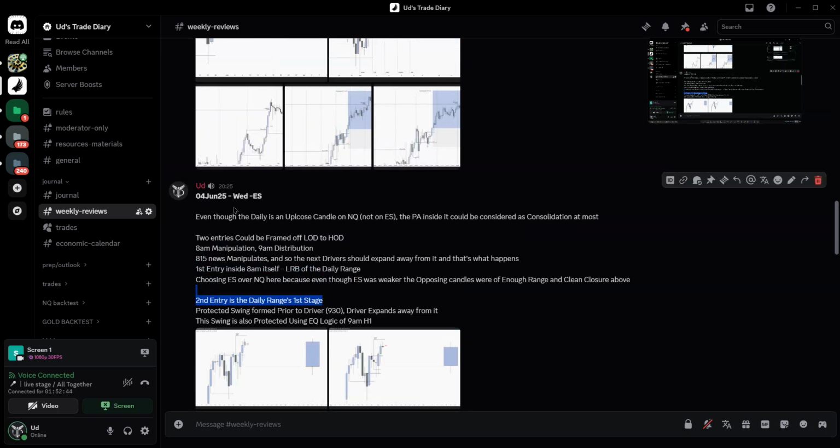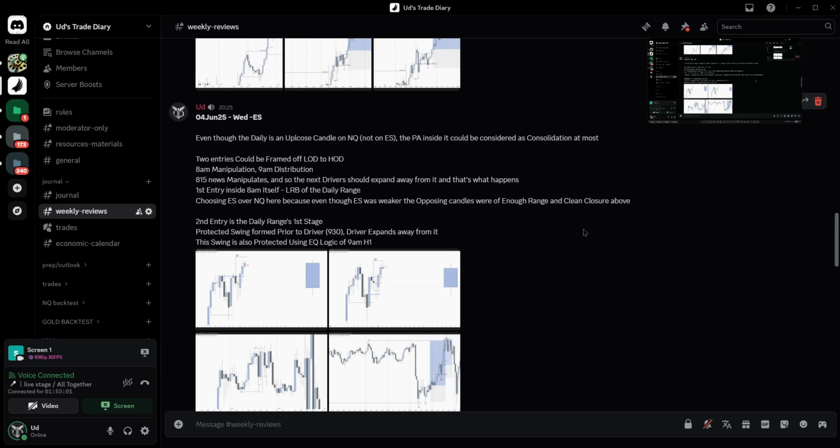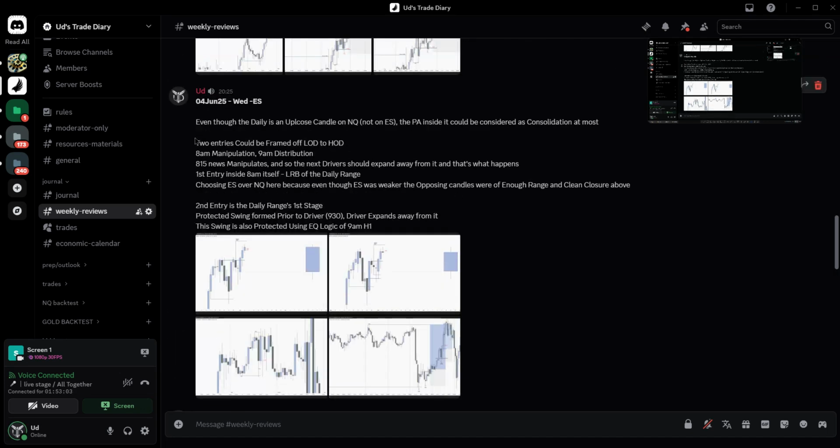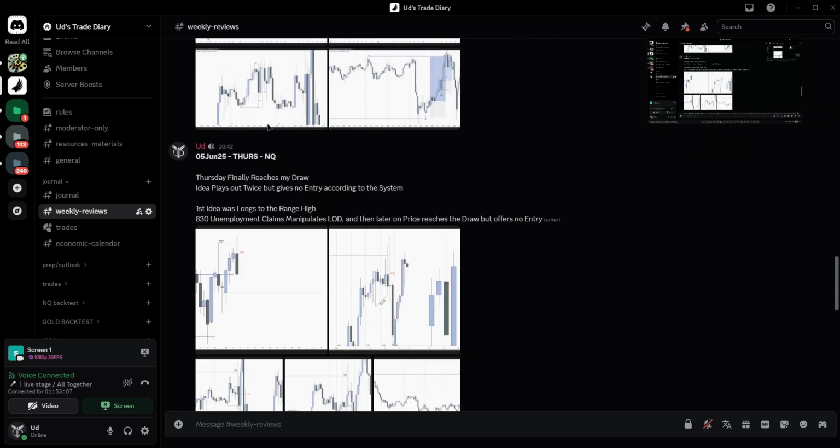So this was Wednesday. Two entries which I did not frame because I was looking at NQ and NQ didn't provide me anything. So if I had watched ES, and if I had not been too stubborn about wanting to take only the stronger asset, I would have probably taken one entry in this at least. So that is again something to put in my journal and reflect back on.